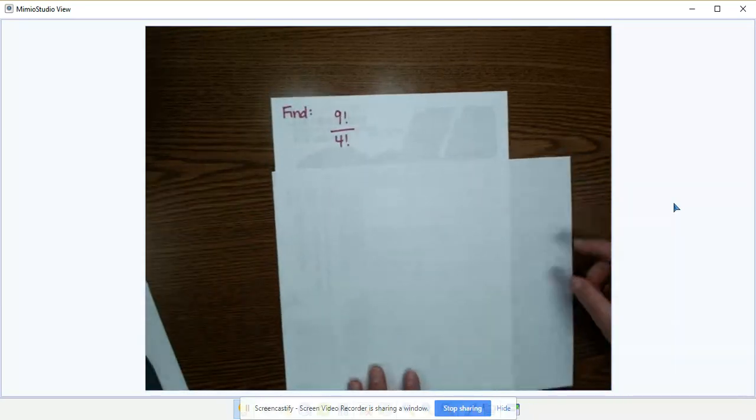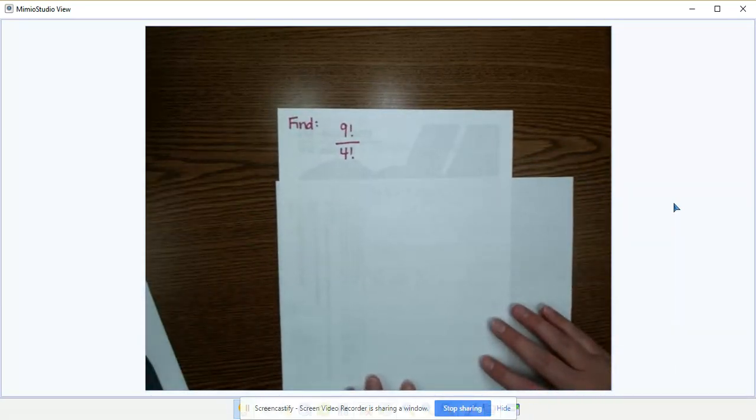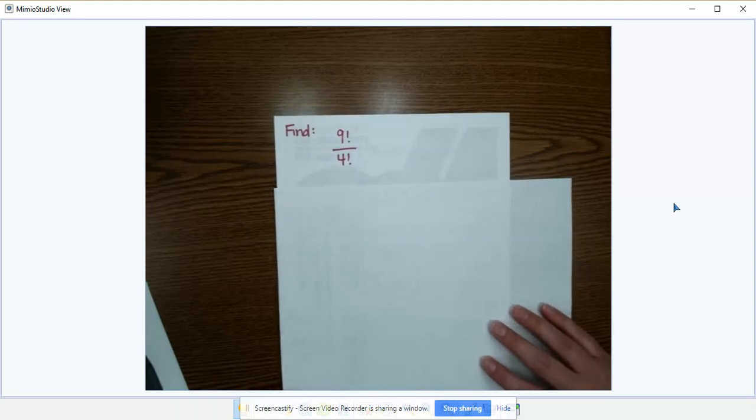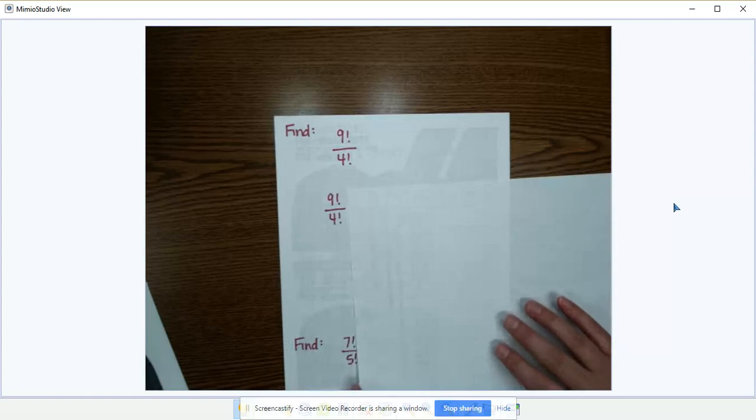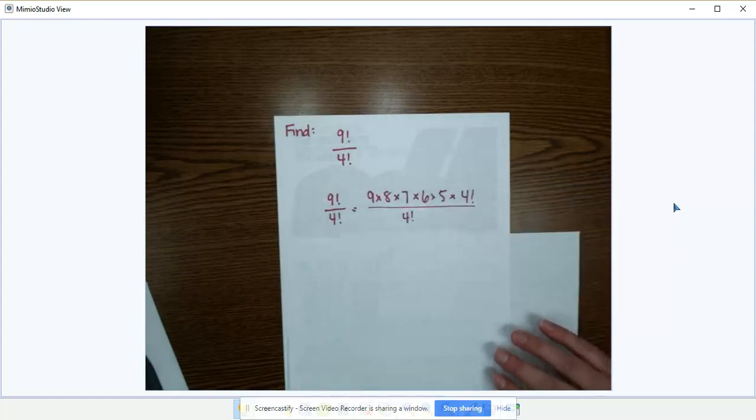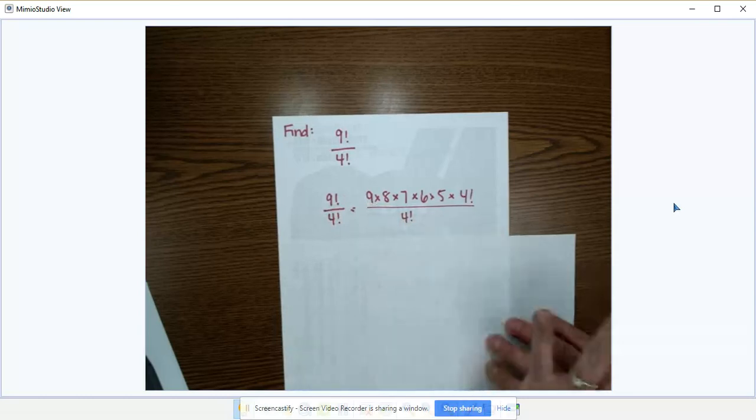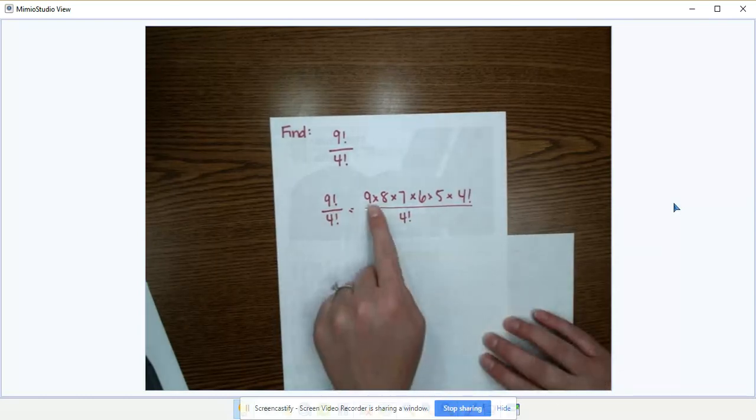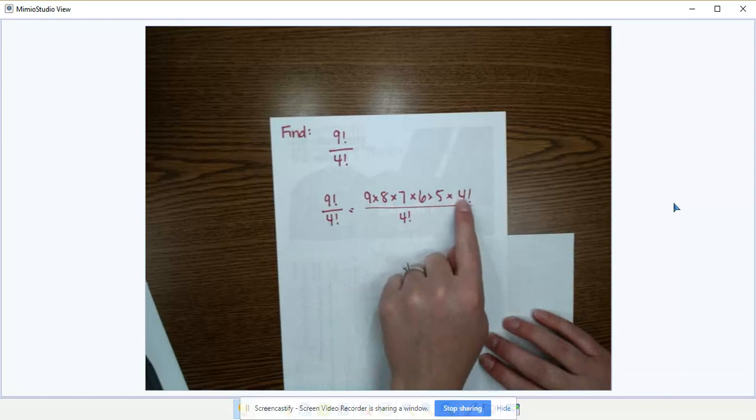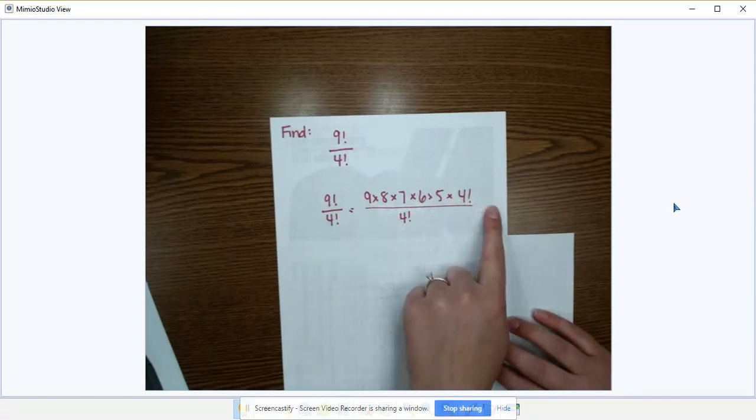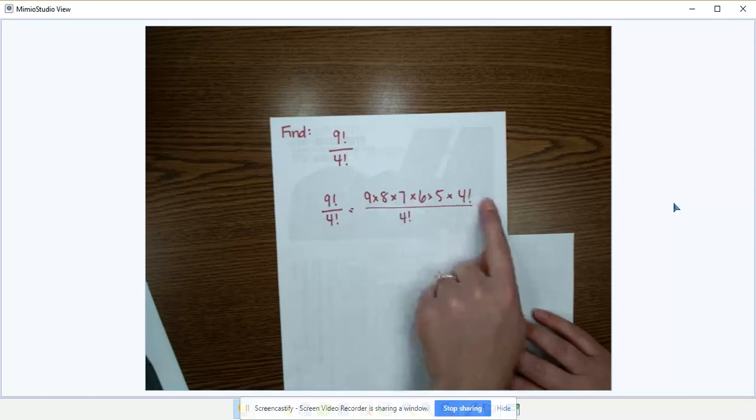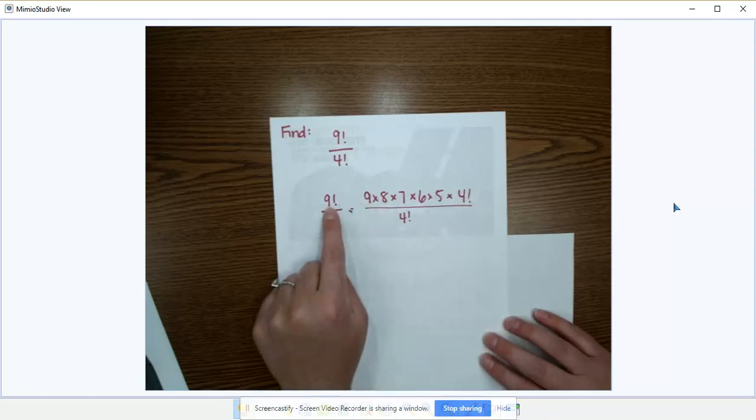Okay, we can get into a little different kind of math with factorials. We have 9 factorial divided by 4 factorial. So I'm going to rewrite this 9 factorial over 4 factorial in a different way. So remember, 9 factorial is 9 times 8 times 7 times 6 all the way down to 1. Okay, so I did 9 times 8 times 7 times 6 times 5 times 4 factorial because 4 factorial is 4 times 3 times 2 times 1. So all of this still is 9 factorial.